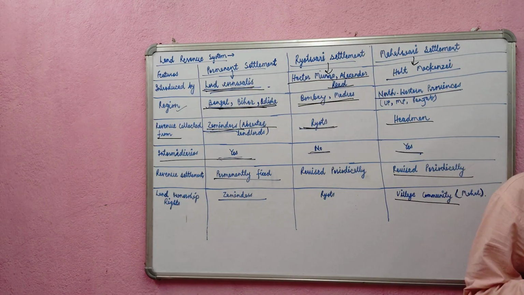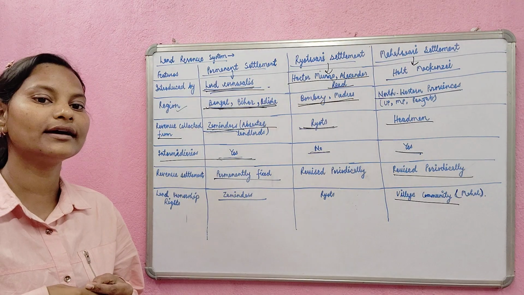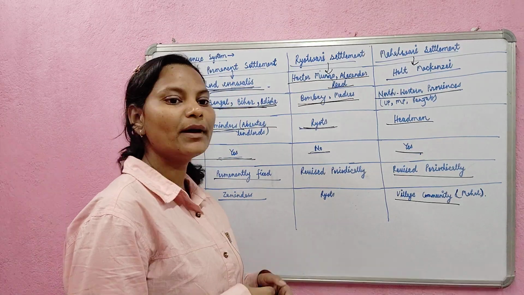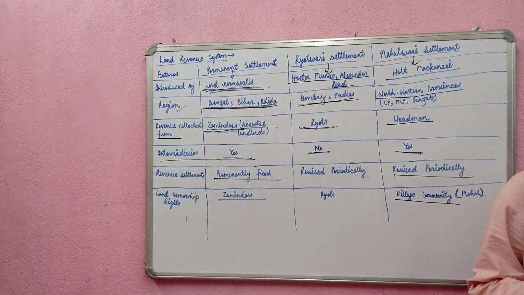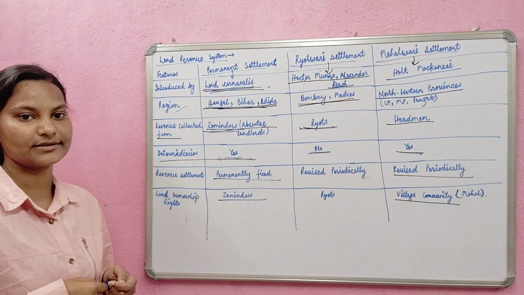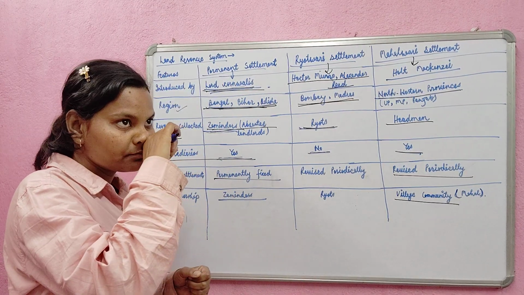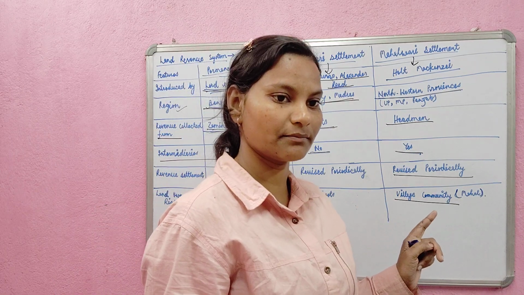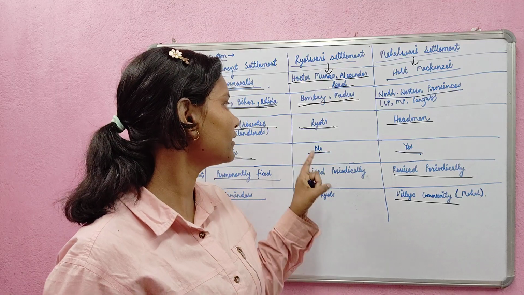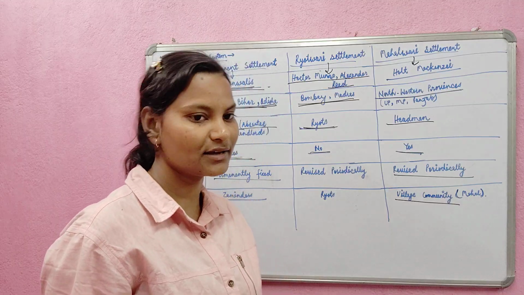The Ryotwari Settlement was introduced by Thomas Munro and Alexander Reed. It was implemented in the region of Bombay and Madras. Revenue was collected directly from the ryots here. So there were no intermediaries in the Ryotwari settlement. Why? Because revenue was directly collected from the ryots. No middlemen.